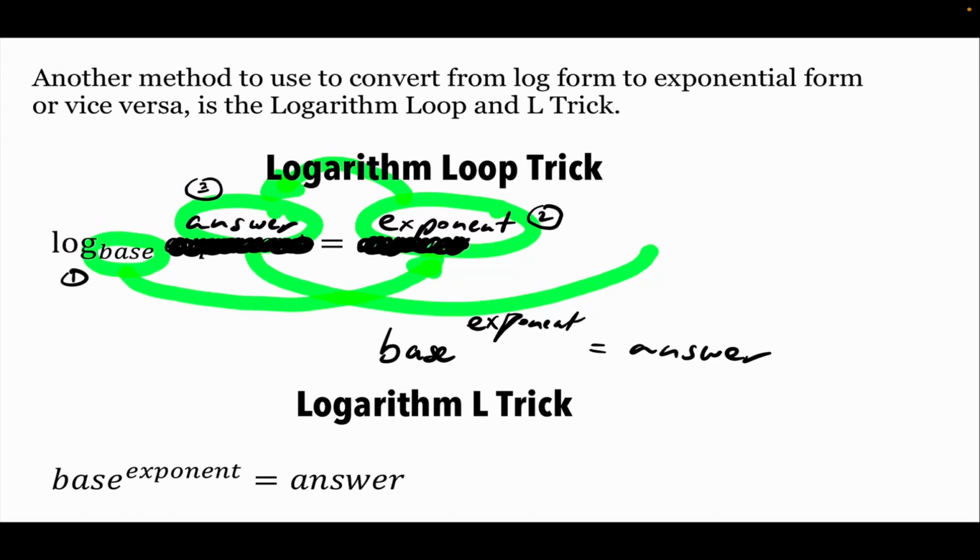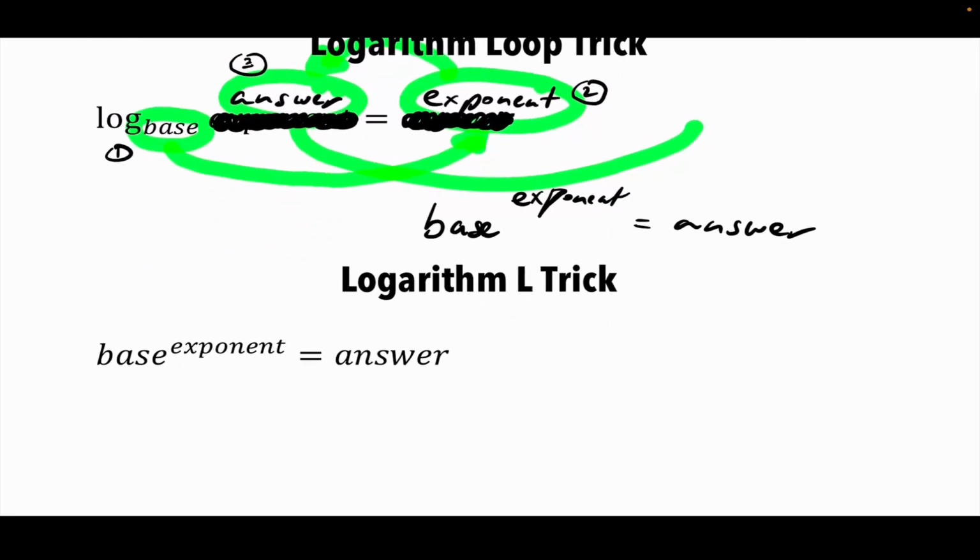How do I go in the opposite direction? So what if I start as an exponent? There is no log, but I need to change it to a log. How do I do that? Well, you use something called the L trick. The L. So the L looks like this.